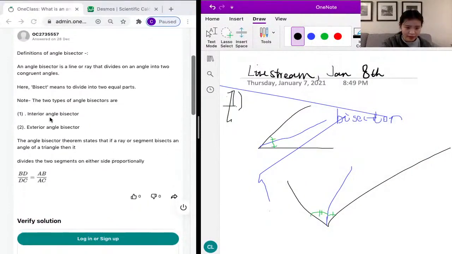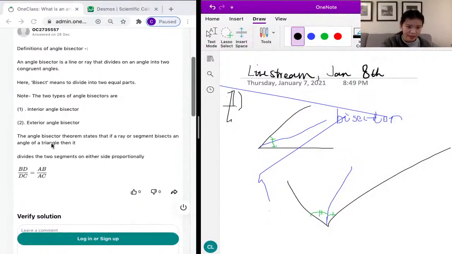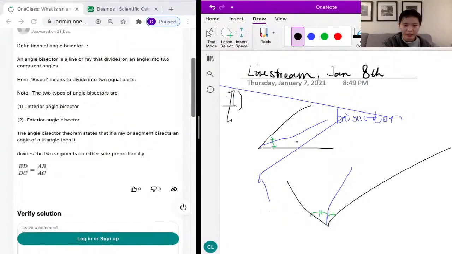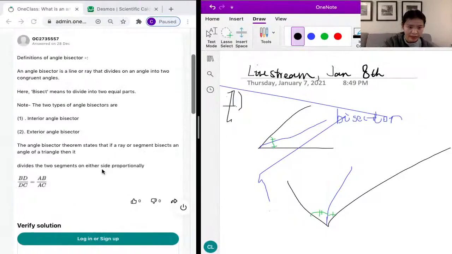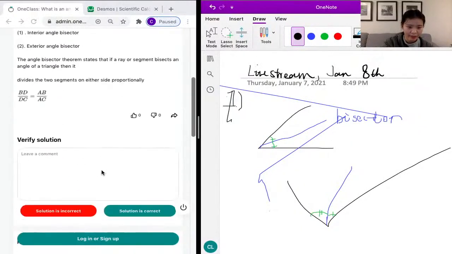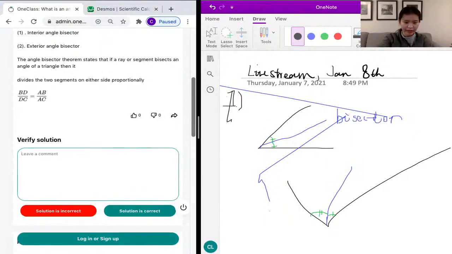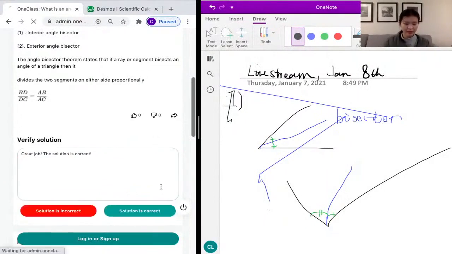Okay, so there are interior angle bisectors and exterior angle bisectors. This angle bisector, or this blue line over here, is an interior angle bisector because it divides an interior angle. And it also states the angle bisector theorem, but it's not directly related to the angle bisector, so we didn't explain it in our solution. But over here, this solution is correct, so let's just say, great job. The solution is correct. Okay, and let's move on to our next problem.